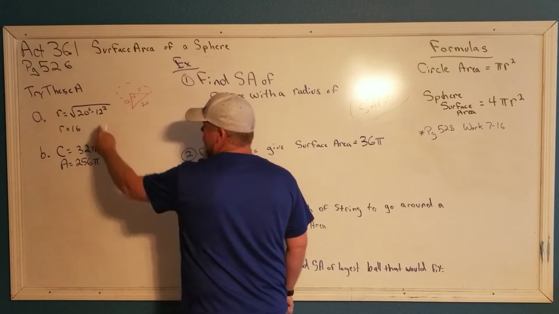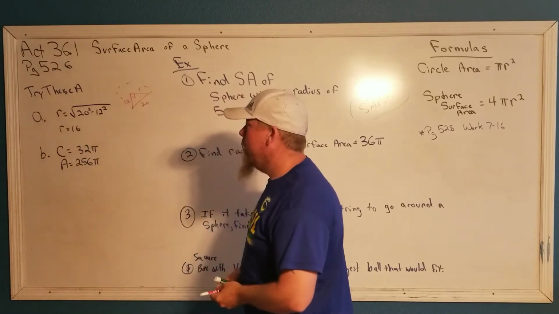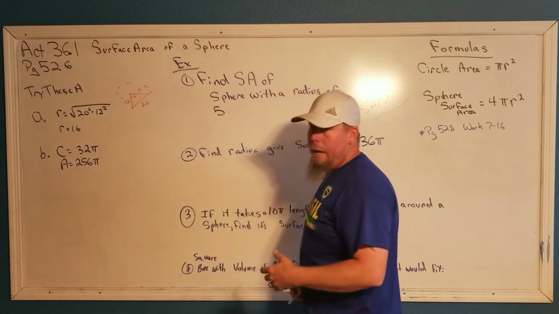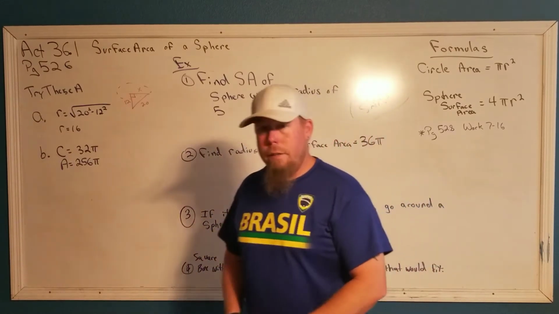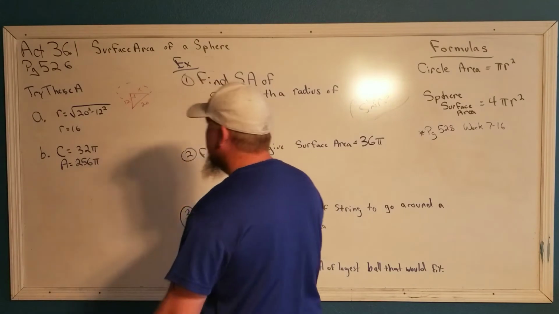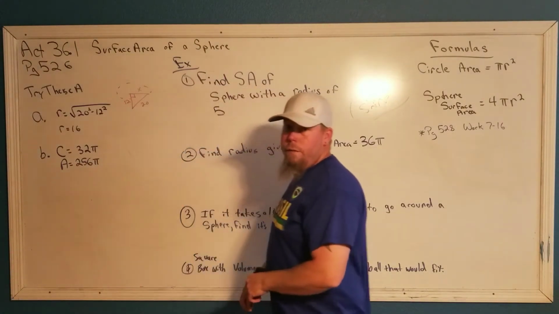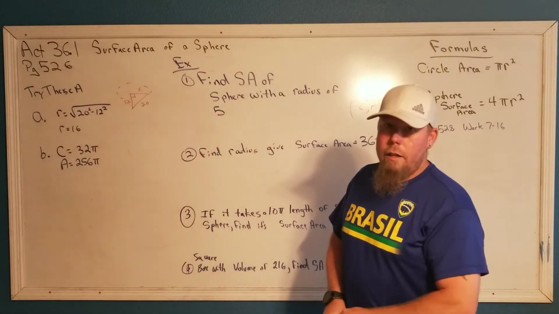Okay, and so you would do the Pythagorean theorem and find out that the radius is 16, and then part B asks you for the circumference and the area of that particular circular region. And so you would do 16 as the radius, your circumference would be 32 pi, and your area would be 256 pi, and you can always put that in a calculator and get a decimal answer.